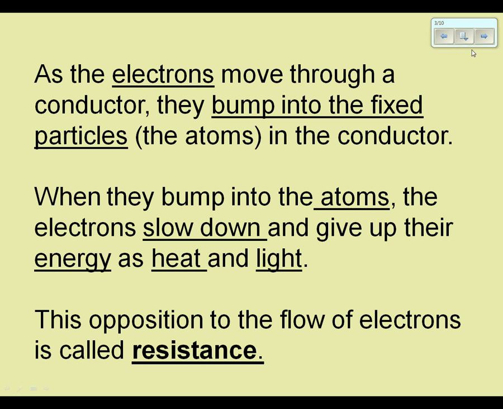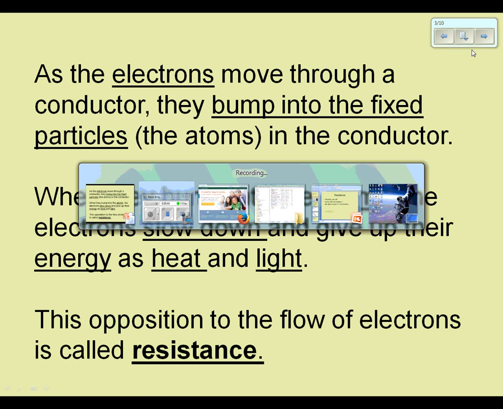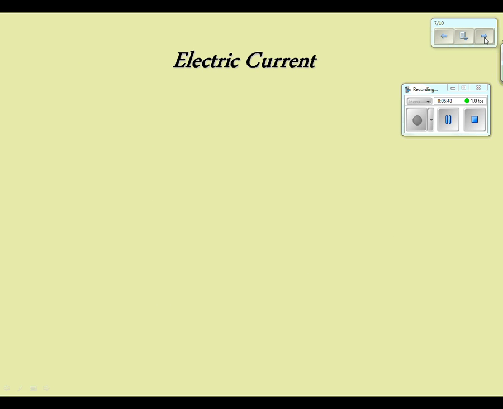Okay, so I think you have to fill in some blanks here, right? So as the electrons move through a conductor like a wire or something like that, they bump into the fixed particles, the atoms in the conductor. When they bump into the atoms, the electrons slow down and give up their energy as heat and light. This opposition to the flow of electrons is called resistance. I'll pause there for a second. What is Ohm's law then?